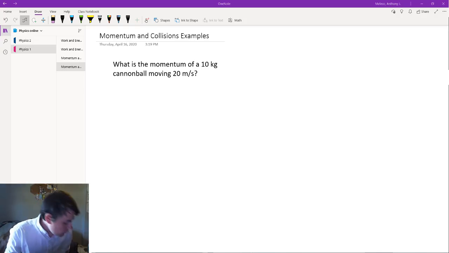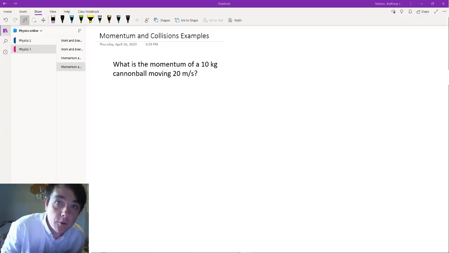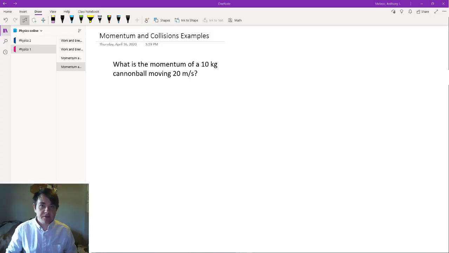Hey guys, for this lecture I'm going to do momentum and collisions examples. Last time we talked about what momentum is, impulse, and how we can use that to solve collision type problems, whereas we couldn't do that type of stuff before.